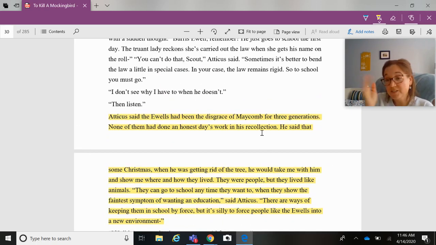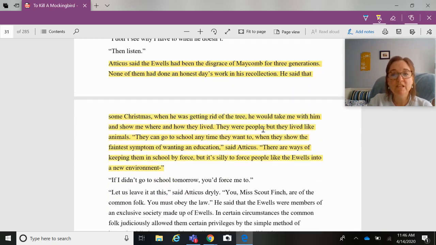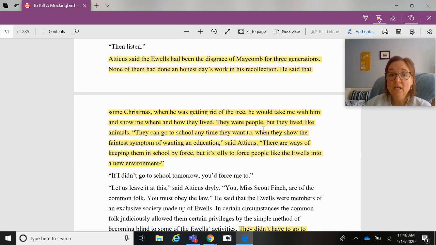And then Scout has this great idea. She says that Burris Yule, he only has to go to school the first day. I don't have to go anymore either. Atticus said the Yules have been the disgrace of Maycomb for 3 generations. None of them had done an honest day's work in his recollection.